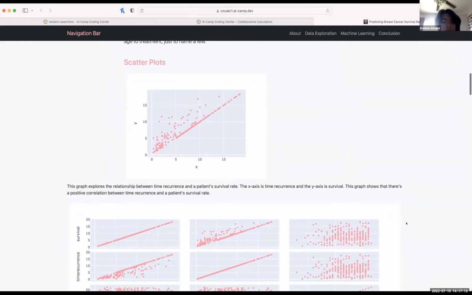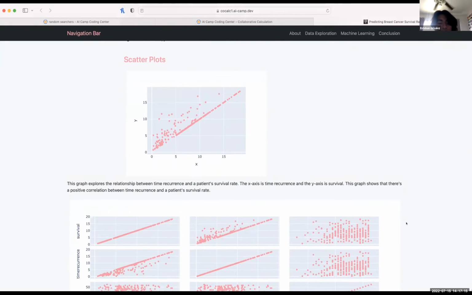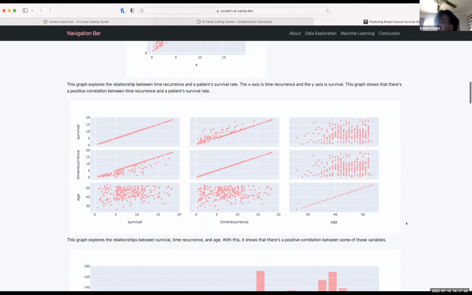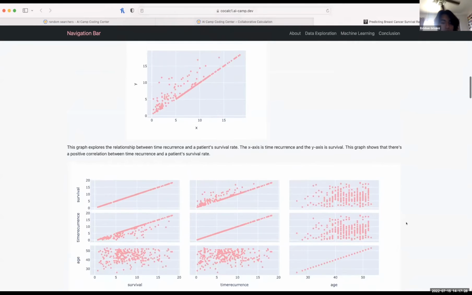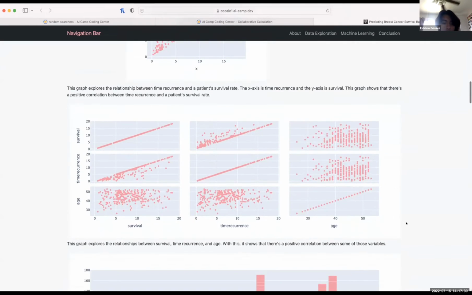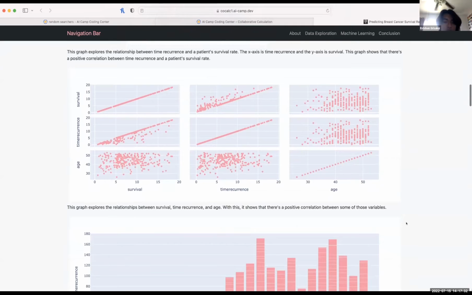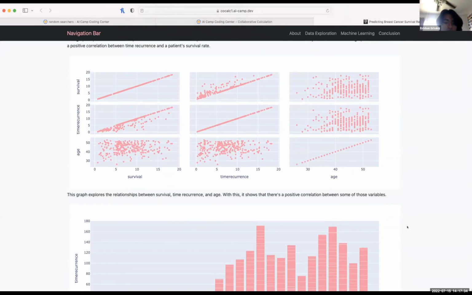So this first graph explores the relationship between time recurrence and a patient's survival rate. The x-axis is the recurrence and the y-axis is the survival. This graph shows that there's a positive correlation between time recurrence and patient survival rate. Down here, this graph explores the relationship between survival, time recurrence, and age. With this, it shows that there's a positive correlation between some of those variables.